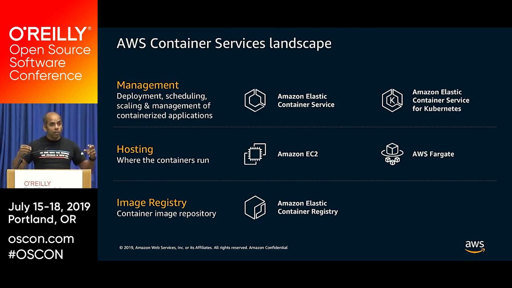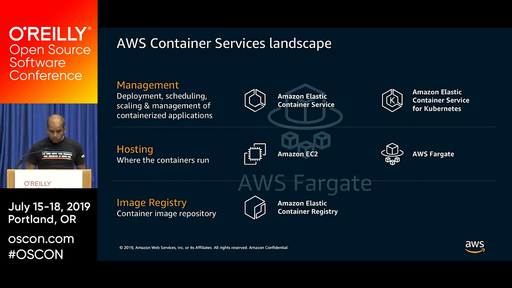And registry is something that pretty much you don't want to think about. I push my application, I want to download my application. If I'm doing 4,000 pulls for one particular image in a second, it should support it. And that's the scale that Amazon ECR essentially operates at. So think of it from management, hosting, and image registry perspective. Those are the three ways by which we look at it.